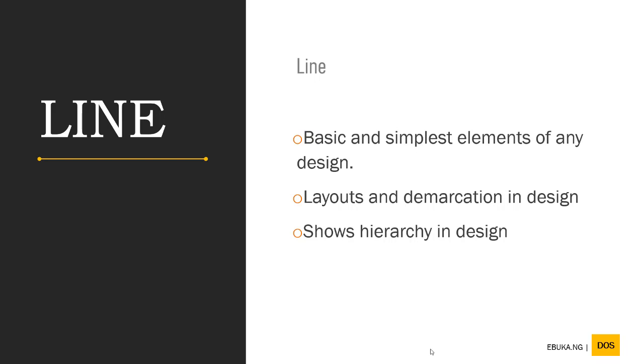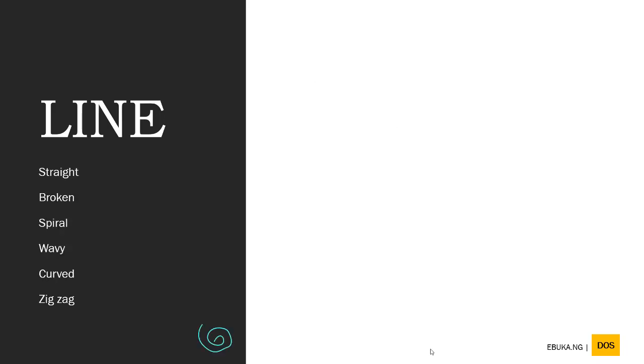They also show hierarchy. You want to point attention to a particular thing? You can use a line to show the hierarchy or emphasis on that particular thing. Use a line to emphasize that particular thing. Lines are also used to show emphasis.